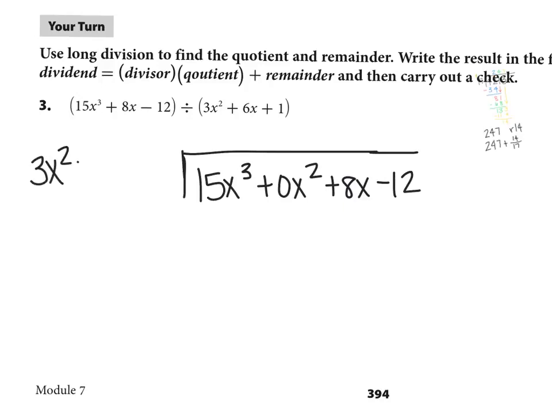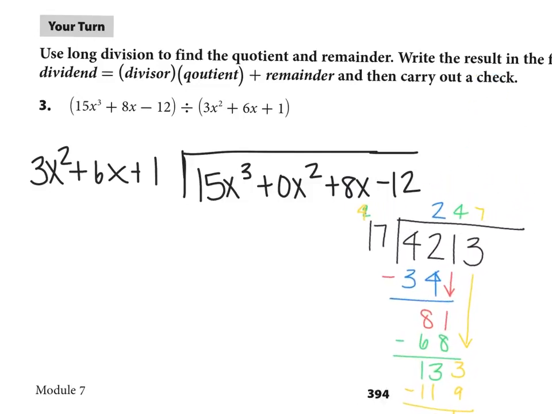3x squared plus 6x plus 1. And I'm going to use this same idea of long division with numbers to do long division with polynomials. So thinking back to the problem that we had a second ago, what was the very first thing that we did?